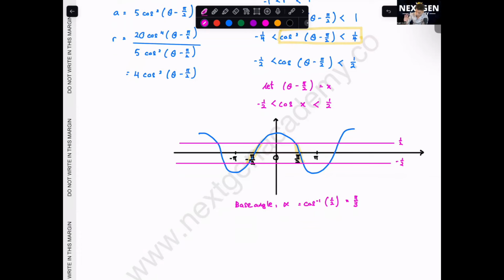So you will have 4 angles here right now. We calculate the positive one first. So the positive one, this will just be pi over 3. So you have 4 angles. The positive part, this one is pi over 3. Then the other angle will be pi over 2 plus pi over 3. So what's pi over 2 plus pi over 3? 1 over 2 plus 1 over 3.